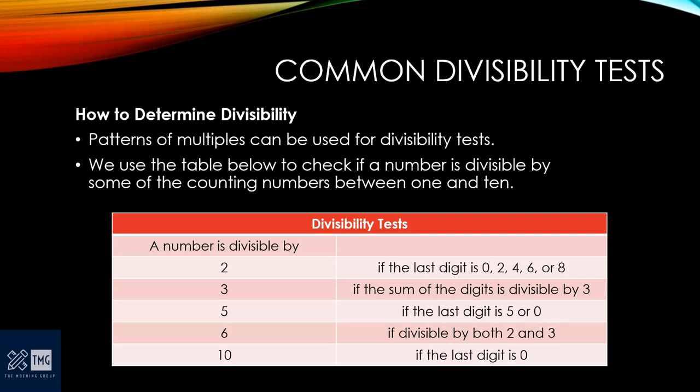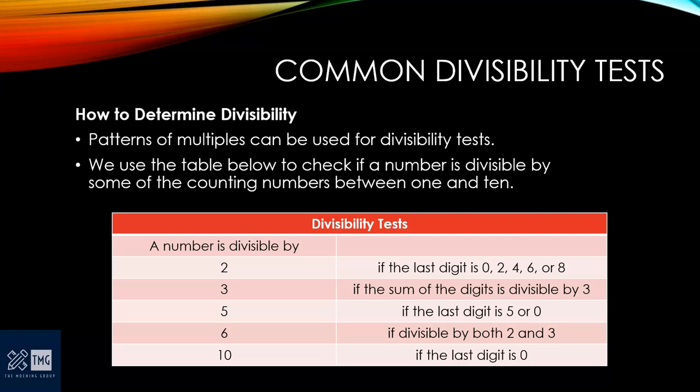If a number is divisible by 2, it's because it's an even number. So any even number will be divisible by 2. If a number is divisible by 3, that means the sum of the digits. So if we add all the digits together, that sum will be divisible by 3. A number is divisible by 5 if the last digit is 5 or 0.